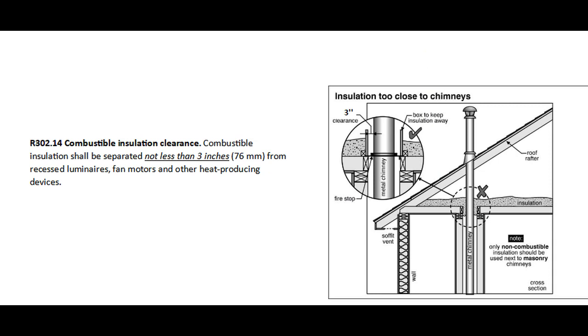R302.14 Combustible insulation clearance. Combustible insulation shall be separated not less than 3 inches from recessed luminaires, fan motors, and other heat-producing devices.